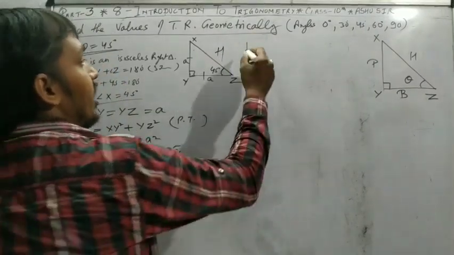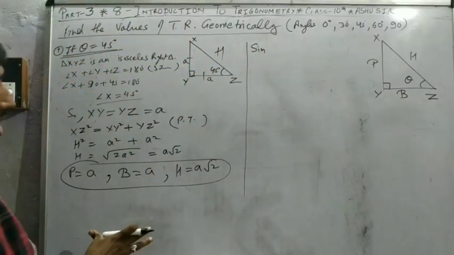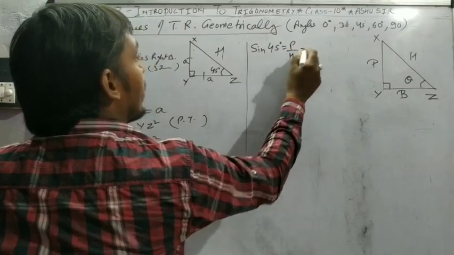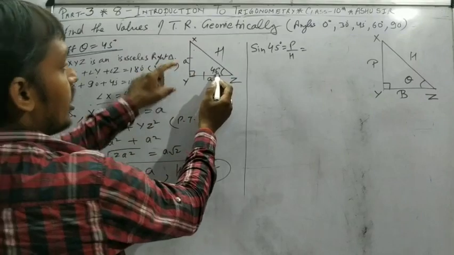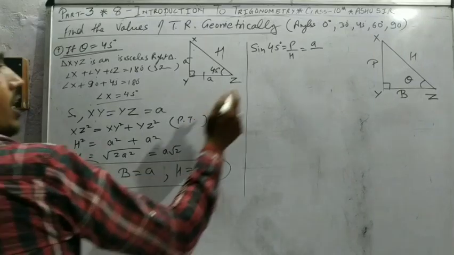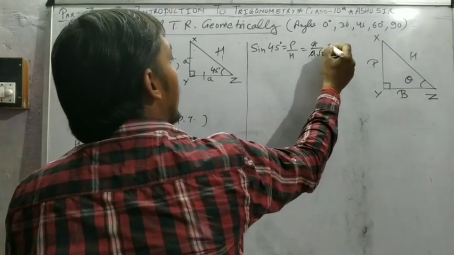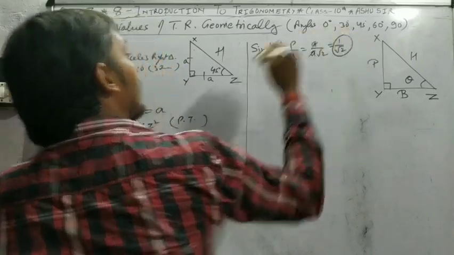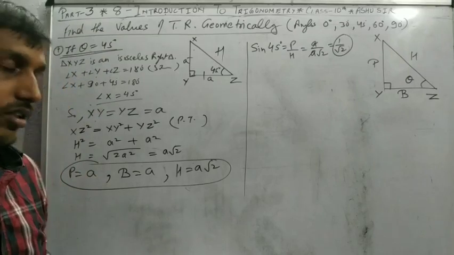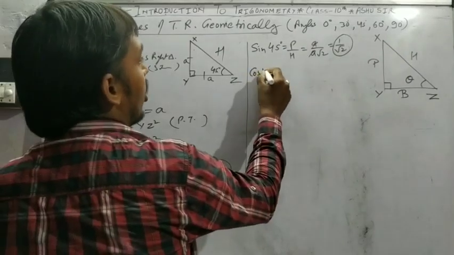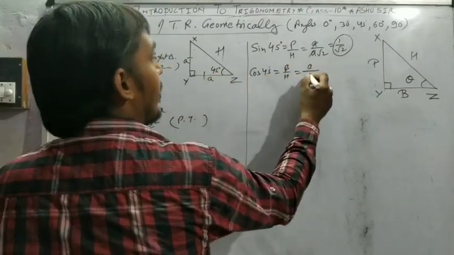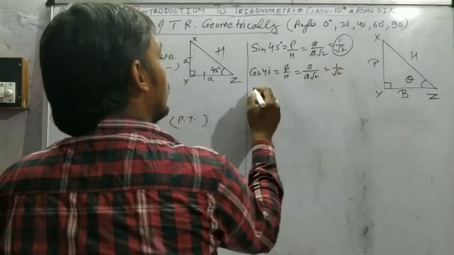Let's see, it's very easy. After you have done these things, then sine 45 degrees is perpendicular upon hypotenuse. Perpendicular in this triangle is XY, a; hypotenuse in this triangle is XZ, a root 2. A cancels, 1 by root 2. Am I right? Sine 45 degrees is equal to 1 by root 2. You can see the table. Same for cos 45 degrees, b by h, base a, hypotenuse a root 2, 1 by root 2.